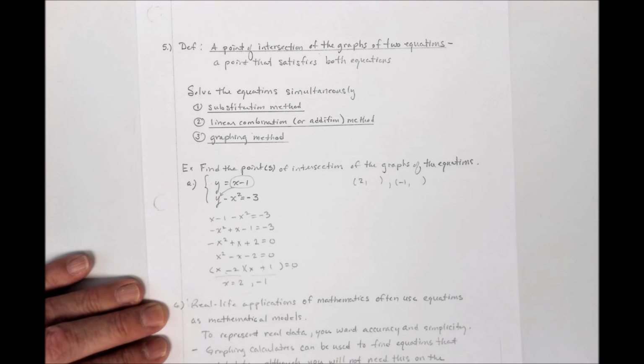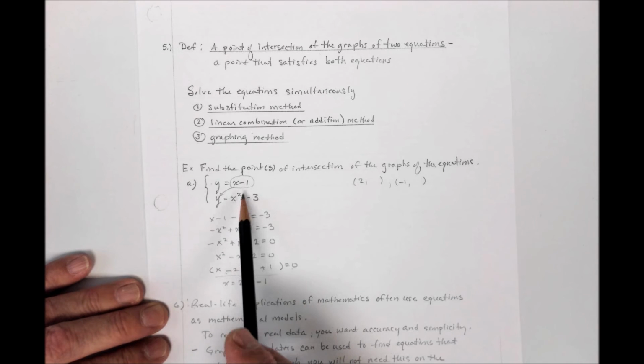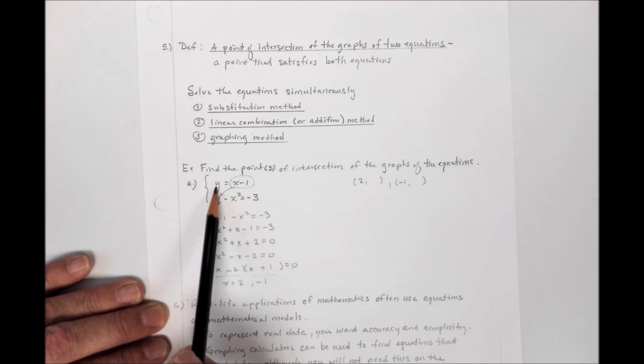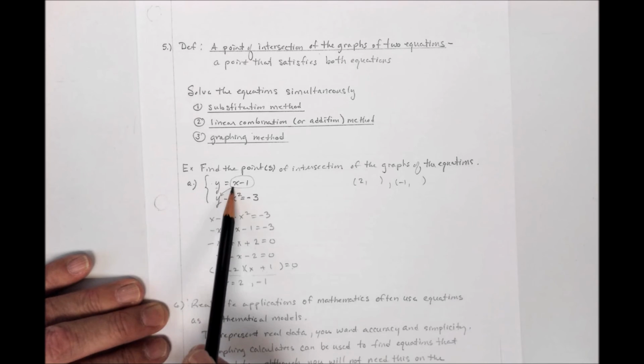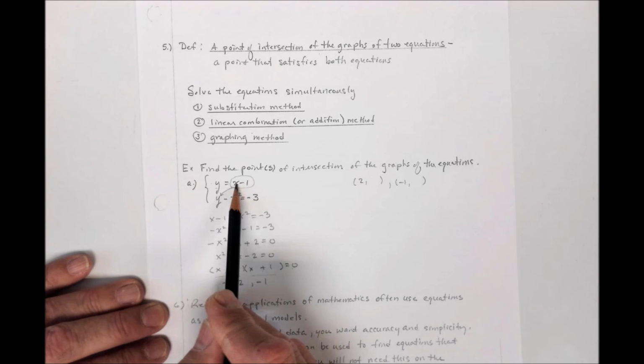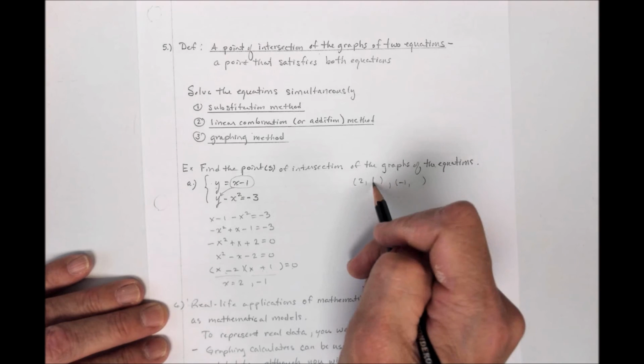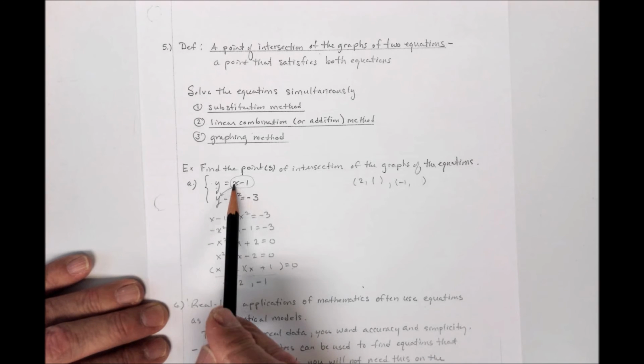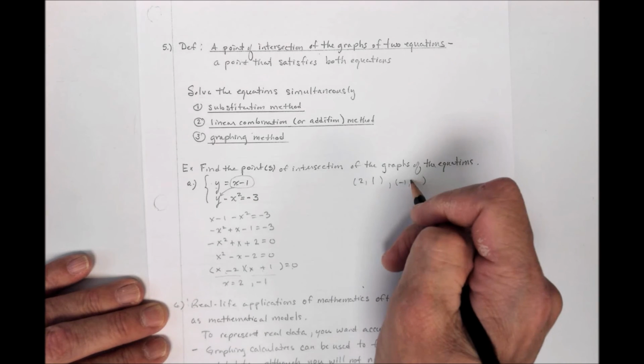Now, to find the somethings, I'm going to plug back in, and you can use either equation, but I'm going to take the simplest looking one that already has the y isolated. I'll plug 2 in. 2 minus 1 is 1. And I'll plug negative 1 in. Negative 1 minus 1 is negative 2. And I have those 2 points.